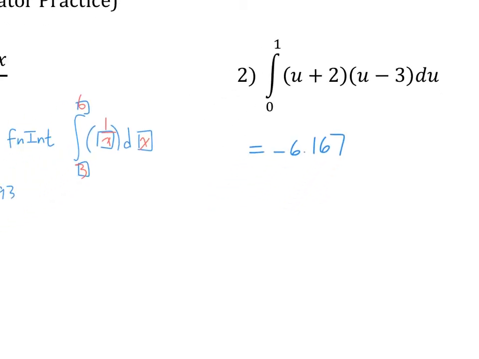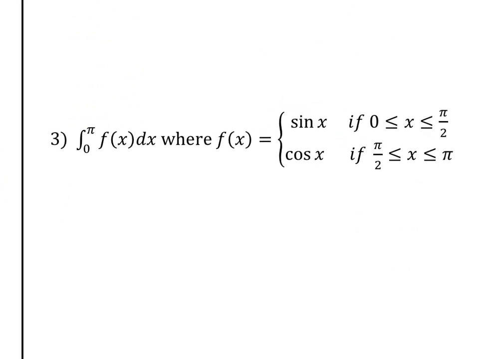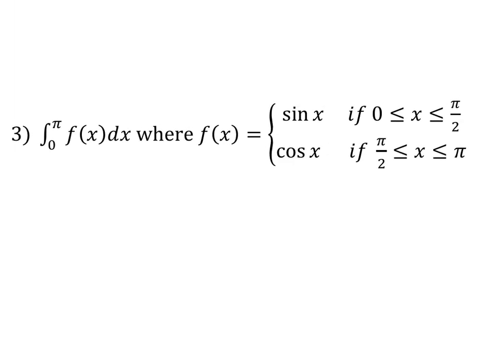Okay, number 3, we have a split integral, a piecewise function. From 0 to pi over 2 is this. From pi over 2 to pi is this. Sorry about doubling this up. I forgot to double check. So you need to split up your integral. So from 0 to pi over 2 is sine. From pi over 2 to pi is cosine.